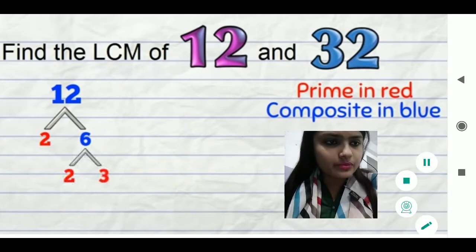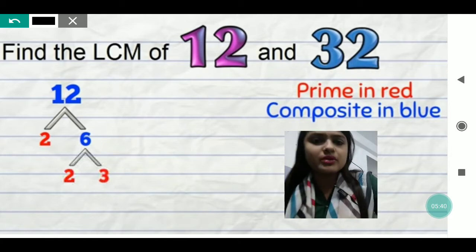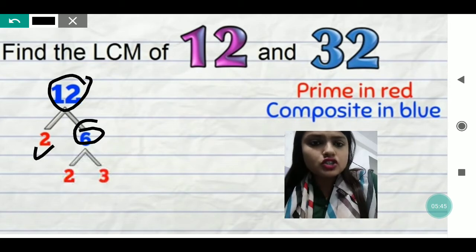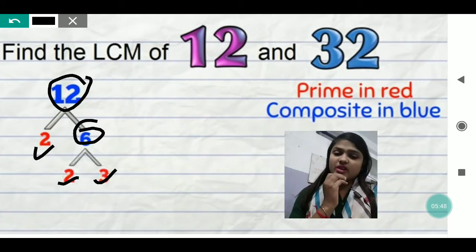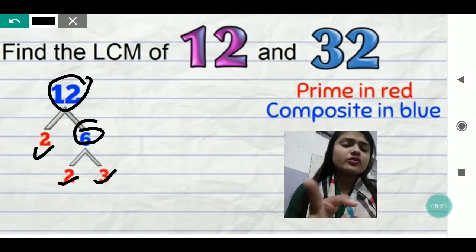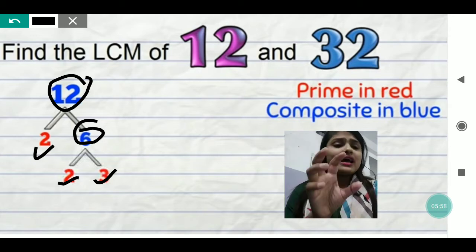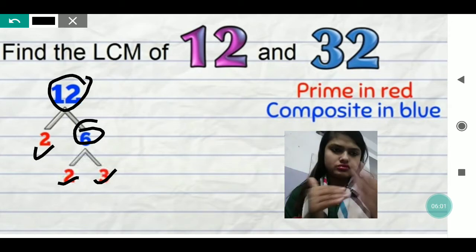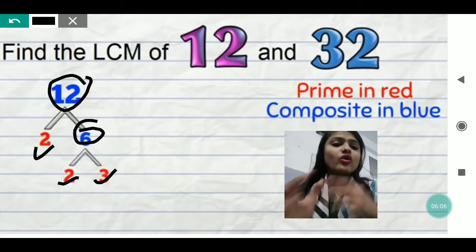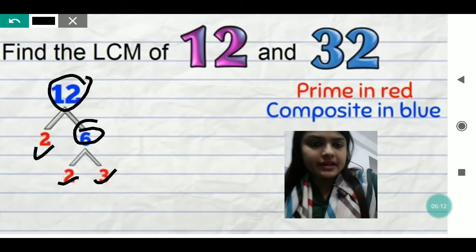What does that mean? We have already learned what prime and composite numbers are. So 12 and 6 are composite numbers, whereas 2, 2 and 3 are prime numbers. How did we get this? We just wrote the factors of 12: 2 and 6. 2 is in its least form, so no further division is needed, but 6 is not in its least form. So again we find the factors of 6, which are 2 and 3, and we write those.